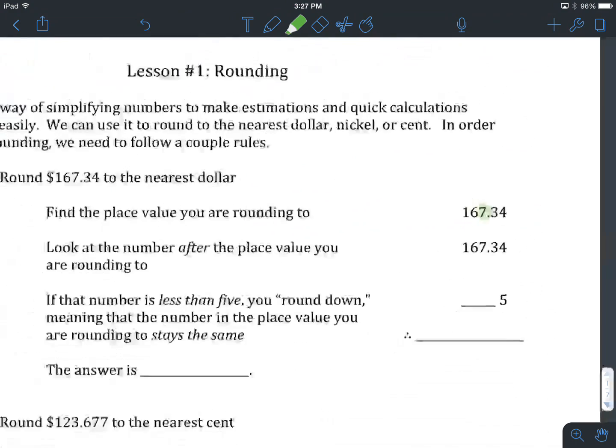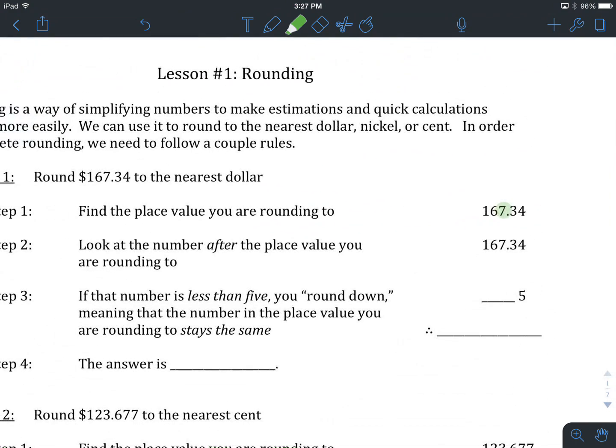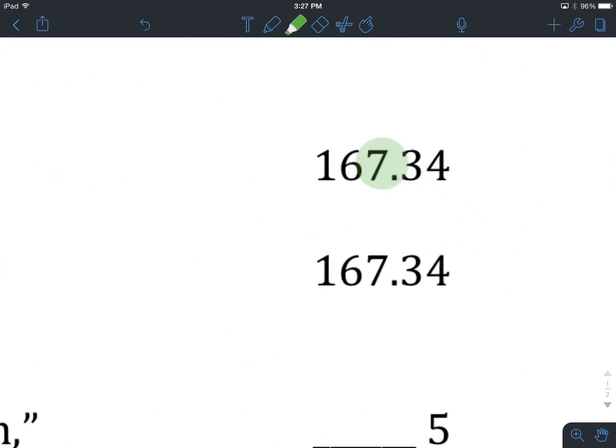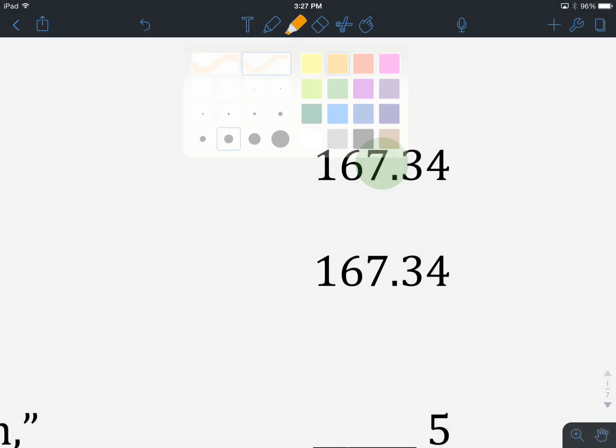The second step is to look at the number after the place value you're rounding to. So that means to the right of the place value that we want to round to. In this case, we want to round to dollars, which is a 7. We look to the number after it, which means further to the right. That's going to be a 3.